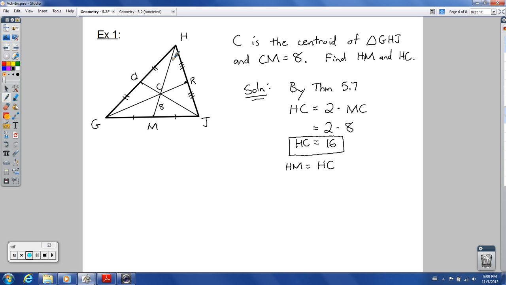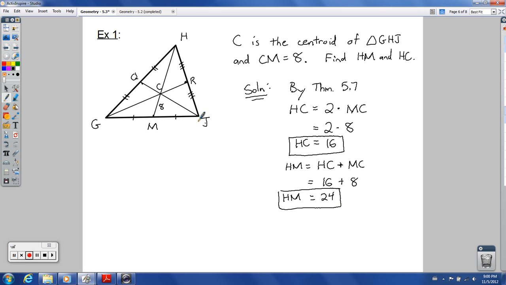That's the way the book has it. Or HC is 2/3 of the whole thing, and you could solve it like that. Or if you just know both parts based on what we did here, we could say that HM is HC plus MC. And I know that HC is given to me, MC was given to me. CM is the same thing as MC. I would have this is plus 8. I have this part. I just figured out it was 16. So that means HM, hopefully that's clear, would be 24.